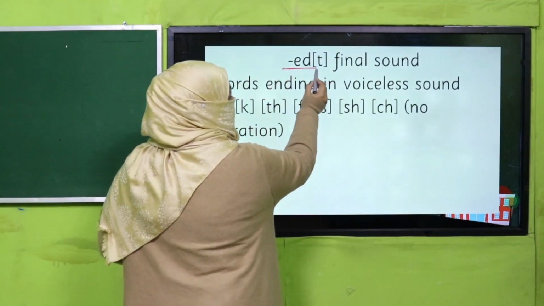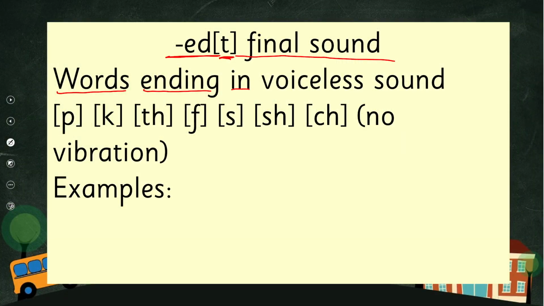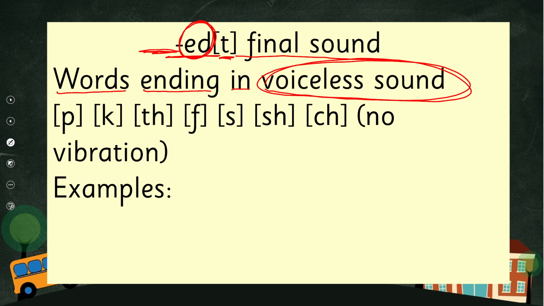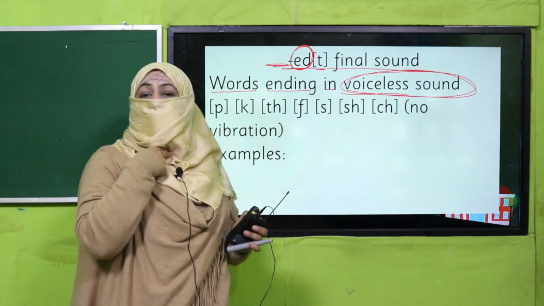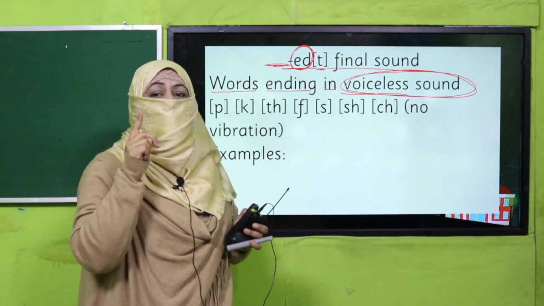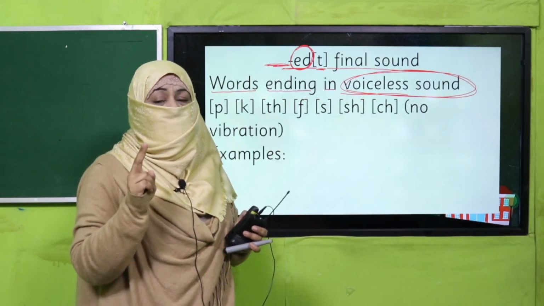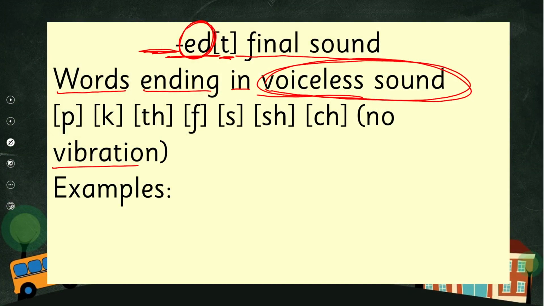ED will sound as T, final sound, when the word ends in a voiceless sound. So what you will do, you will find out what sound is there before ED. And remember I have taught you how do we find out if it's voiceless. You'll place your hand on your vocal cord, you'll pronounce it. If there is a vibration, it's a voiced sound, and if there is no vibration, it's a voiceless sound. Remember? So if there is no vibration, and for all these sounds, let's practice.